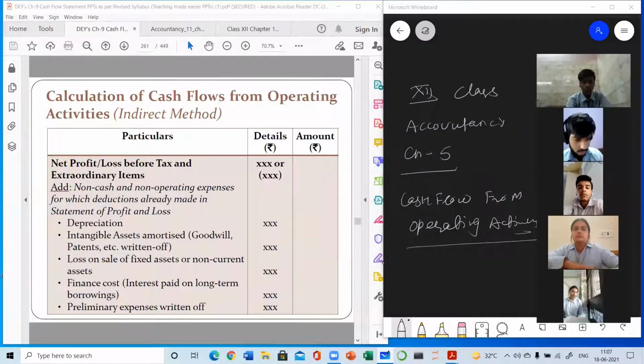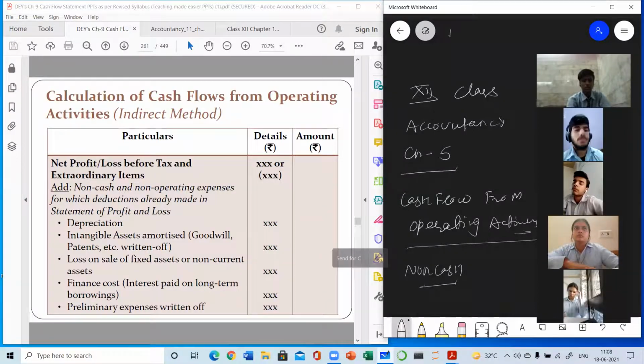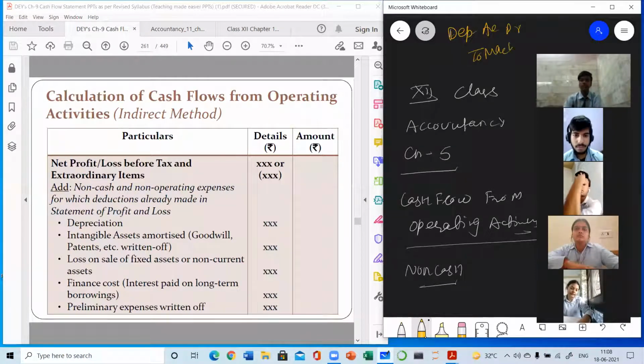Yes. Cash flow from operating activity we are doing. So non-cash expenses, I was telling you, non-cash expenses are those expenses which are incurred, but there is no cash involved in that. For example, depreciation charged on machinery. So the journal entry for the depreciation is depreciation account debit to machinery. This is the journal entry for depreciation. You can see that in this journal entry, there is no involvement of cash.